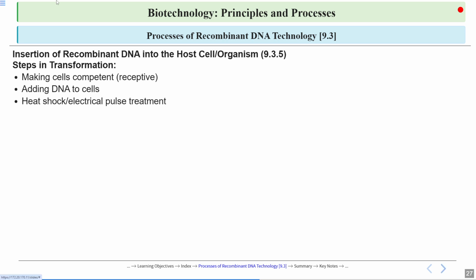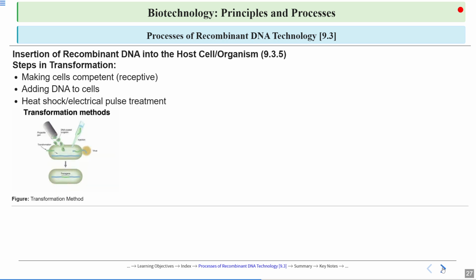As I told you, first we have to make our cell competent, then we add DNA to the cells, and then we give the heat shock at 42 degrees Celsius for some time, so that the cell membrane can make some transient pores, and those pores allow the recombinant DNA to get inside the host. This is the pictorial representation of how, by using injection or the gene gun method, we can transform our host and make a transgene.